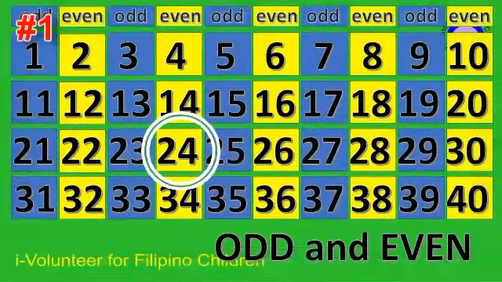Number 1. Is the number odd or even? 24 is an even number. Kindly repeat.